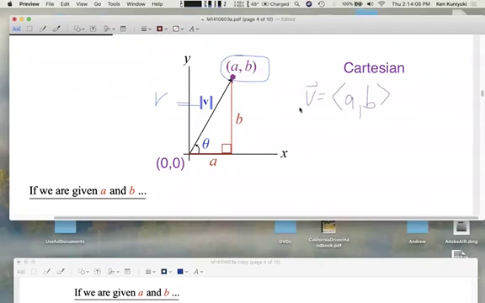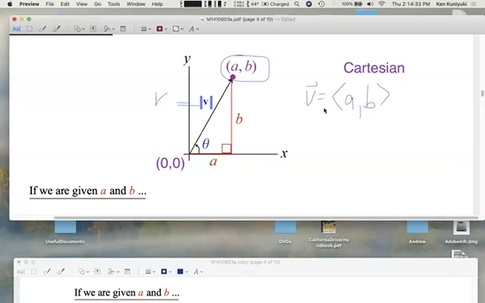Hi everyone, we have here a vector v. Notice this vector notation here, this half arrowhead. The vector v can be represented in this Cartesian component form, where a is the horizontal component, b is the vertical component, and we surround these by angle brackets. That helps indicate that we have a vector. And of course, the comma here.